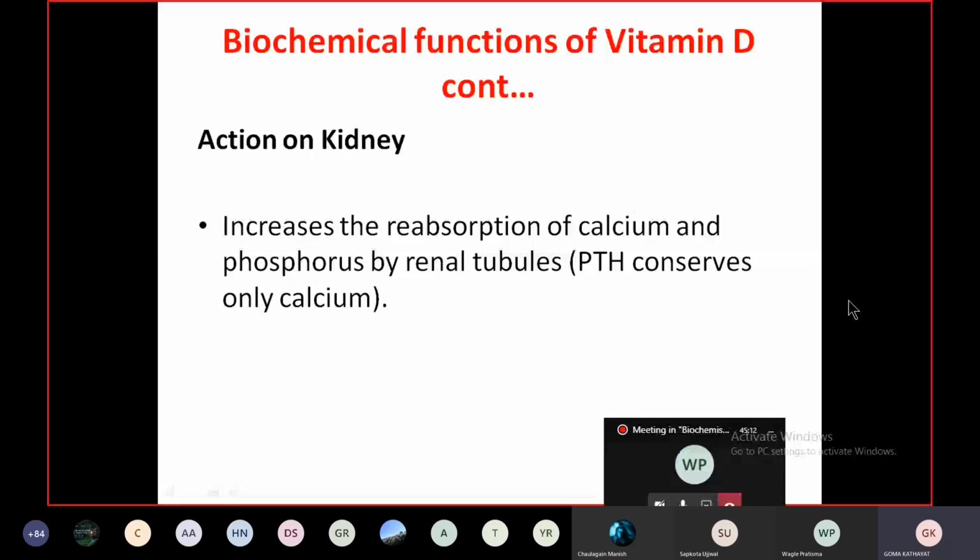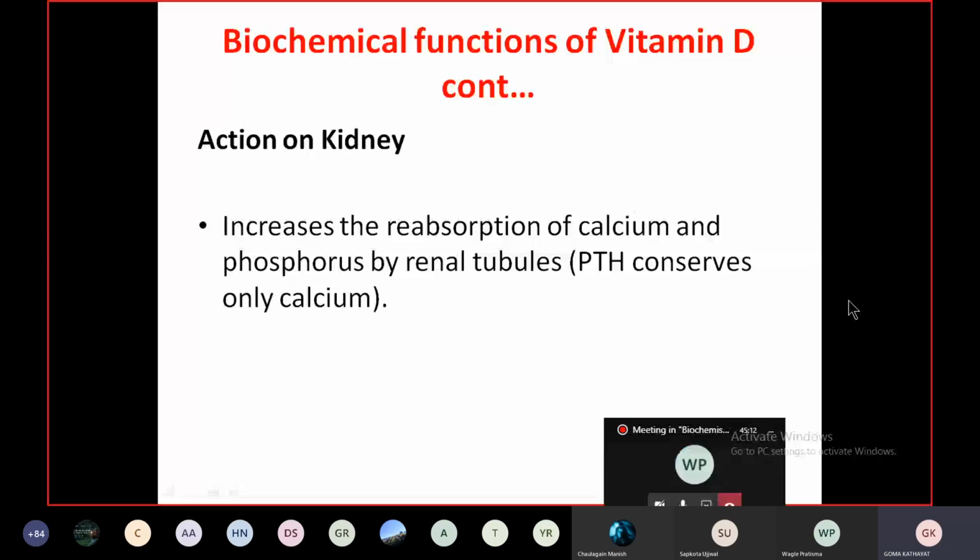And it is also self-regulated by a feedback mechanism. If there is a high level of calcitriol, then by negative feedback it inhibits the 1-alpha hydroxylase, which is present in the kidney. So, like other hormones, it also has a self-regulated feedback mechanism. These are some of the reasons why vitamin D is considered a hormone.